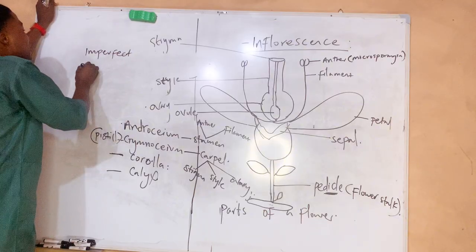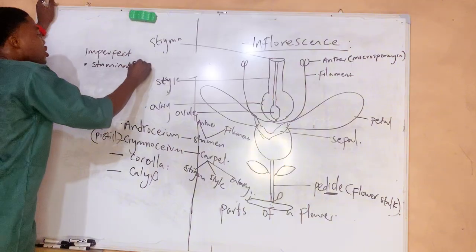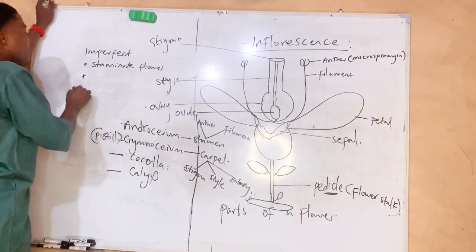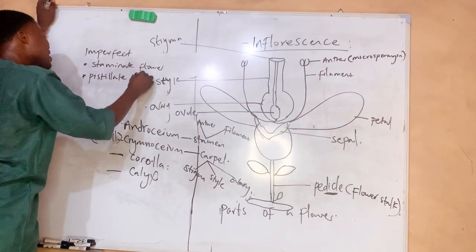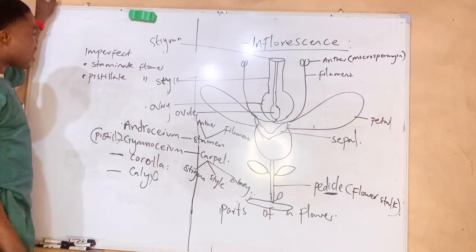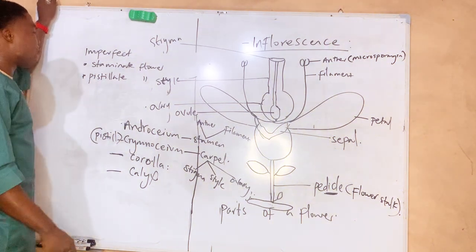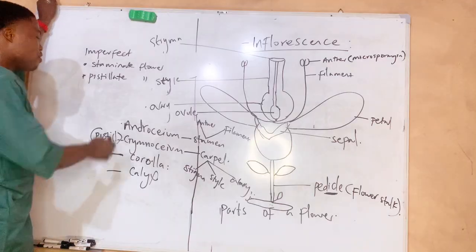Now when it contains only male parts, it is said to be a staminate flower. Do you get? When it contains only female parts, it's said to be a pistillate flower. So pistillate flowers have only female parts. They don't have the male part.